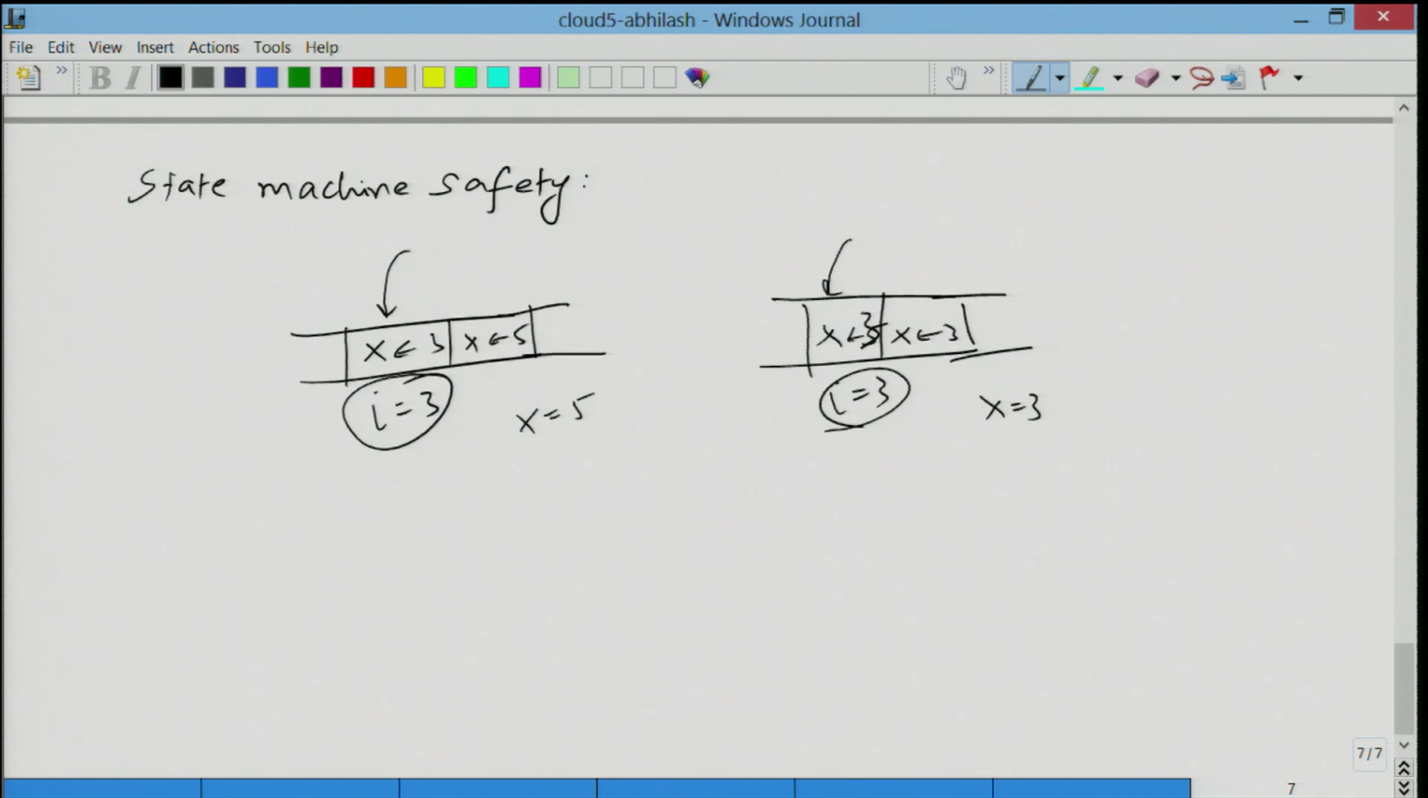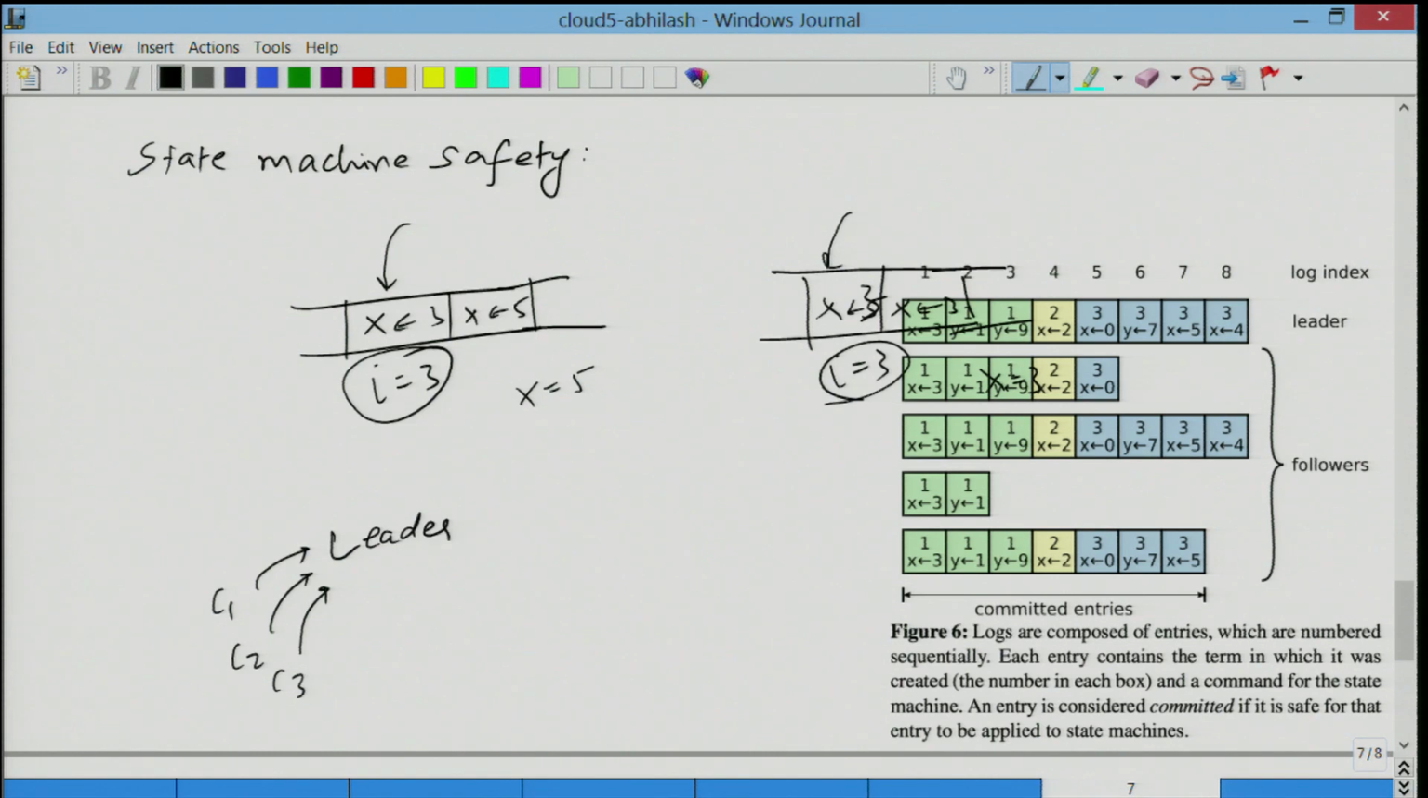Okay, so now we have set up our goal of what we are trying to do. Now we will play with the algorithm and crash stuff and see that we are still able to uphold these safety properties even across arbitrary crashes. Okay, so different clients are sending requests to the leader. The leader is putting their requests inside the log, right? And it is replicating the log on followers.